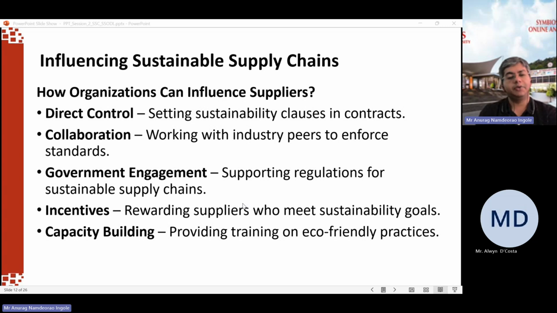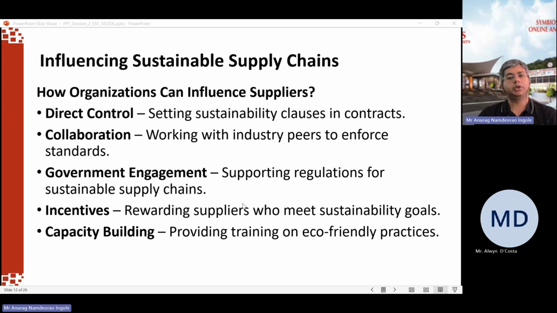You can have incentives. You can reward your suppliers who are meeting your sustainability goals, so that a positive culture towards achieving sustainability goals is also formed in your supply chain. And capacity building, definitely providing training on eco-friendly practices.